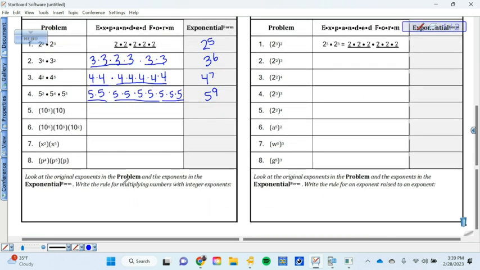So when we are multiplying numbers that have integer exponents, so just a number as an exponent, if they have the same base, all I need to do is add the exponents together. So let's look at number 5. We can skip over the expanded form now. And what am I going to write for exponential form?